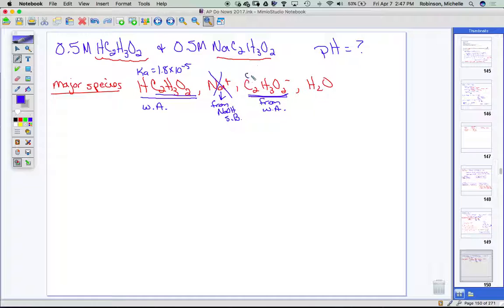All right, and then this came from what? Okay, so it is functioning as a base. So it's the conjugate base. So we would have to know its Kb. And then we know Kw of water is 1 times 10 to the negative 14th.